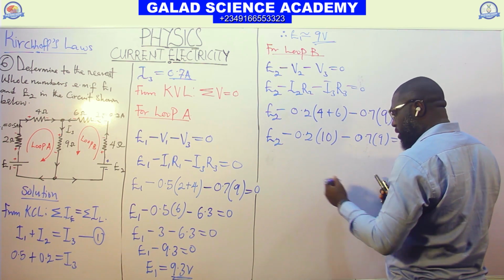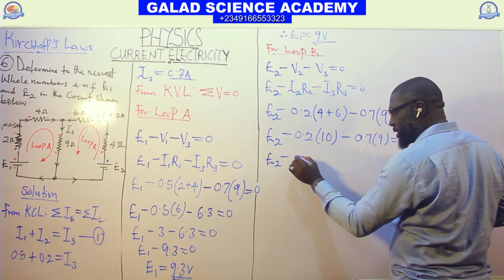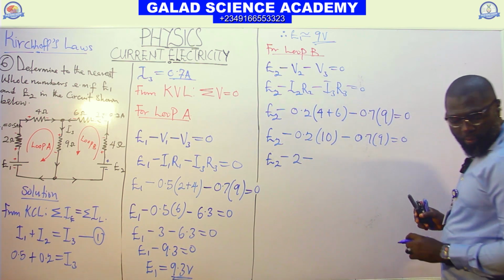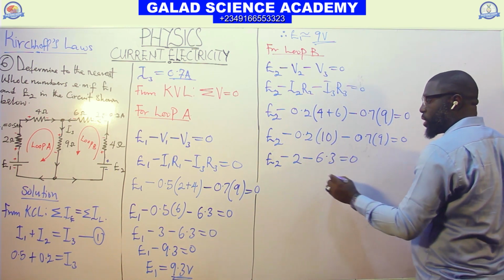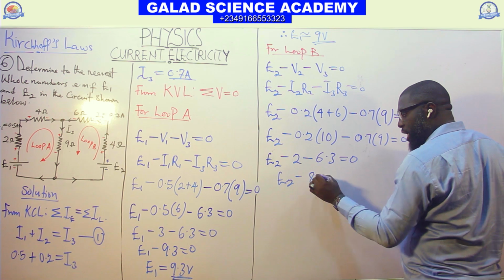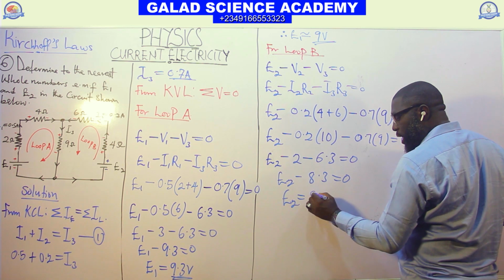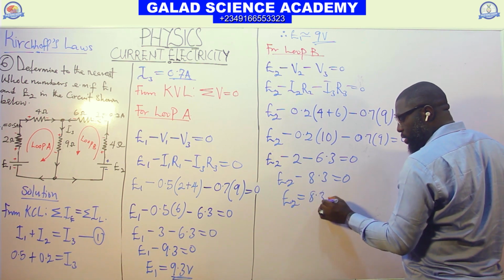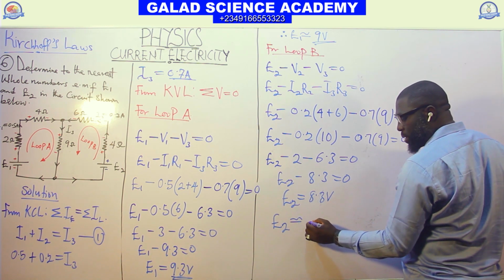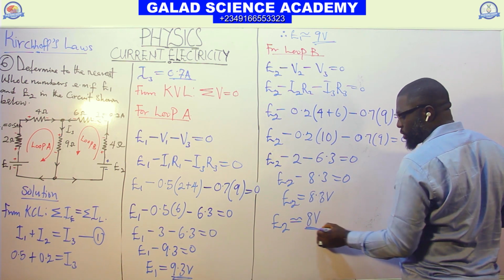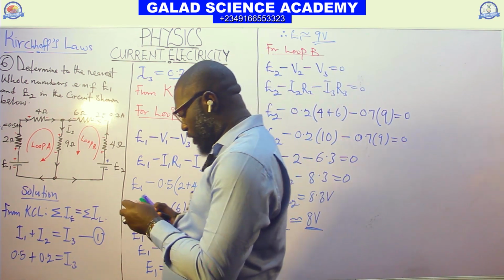Here we have E2 minus 2, and 6.3 minus 6.3 equal to 0. We have E2 minus 8.3 equal to 0. The E2 will give us 8.3 volts. But we are asked to approximate to the nearest whole number. So it will be 8 volts. So that is the final answer for the question.